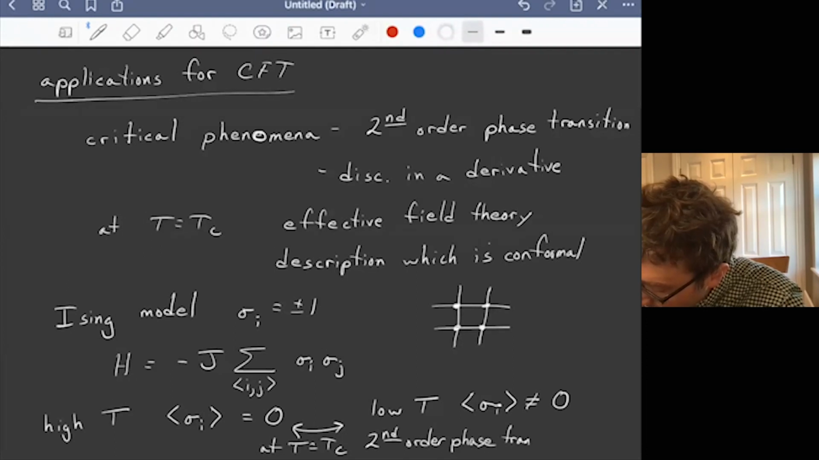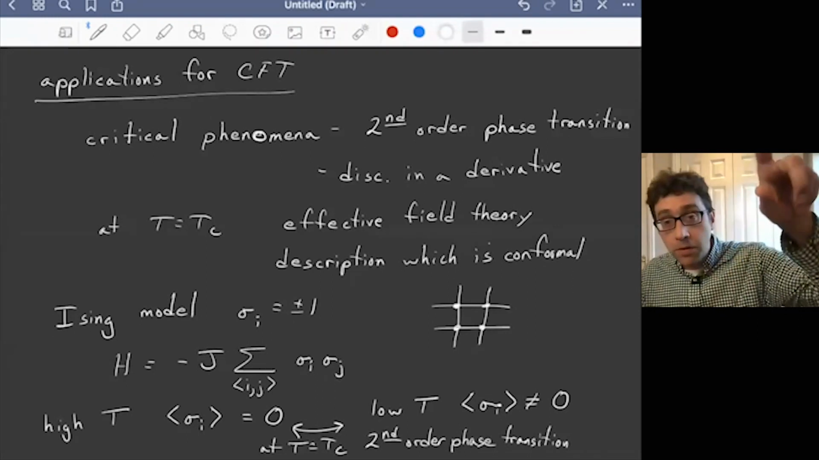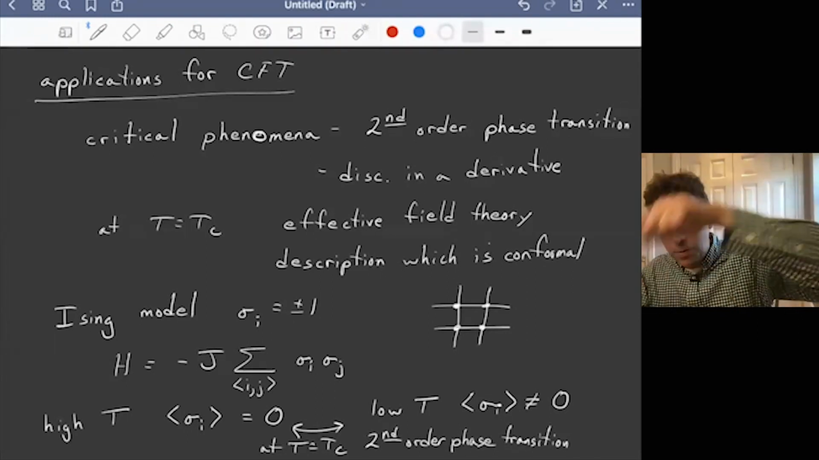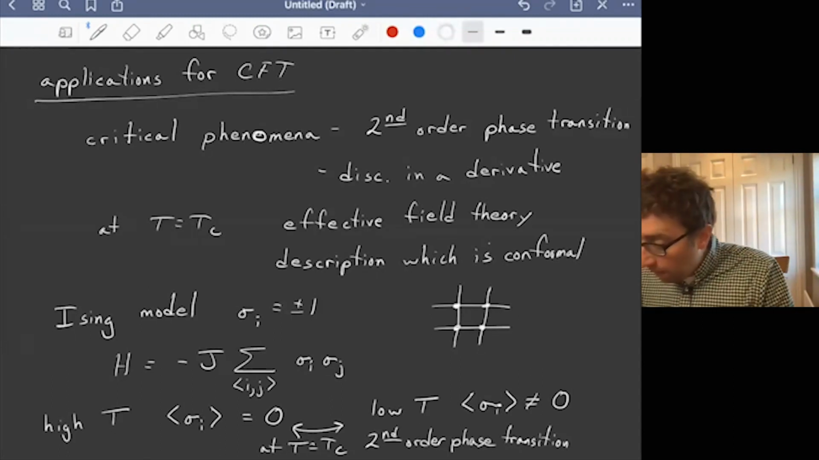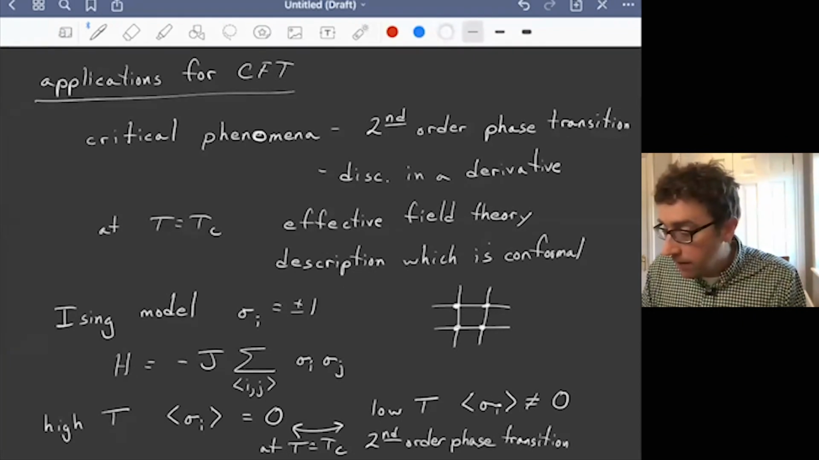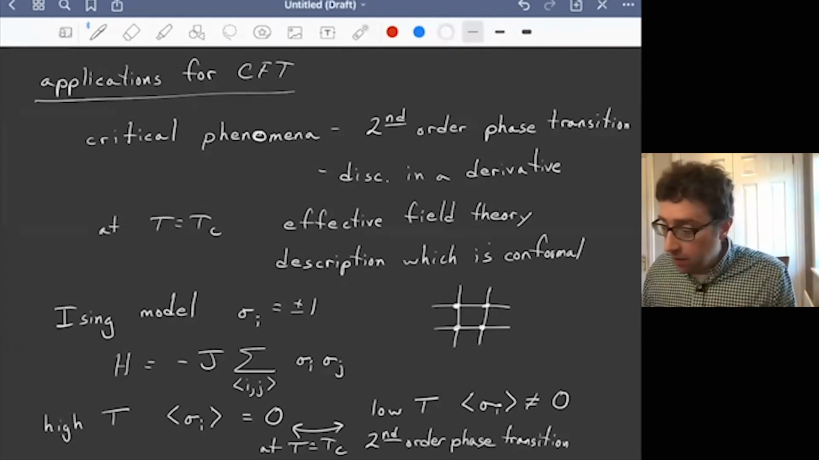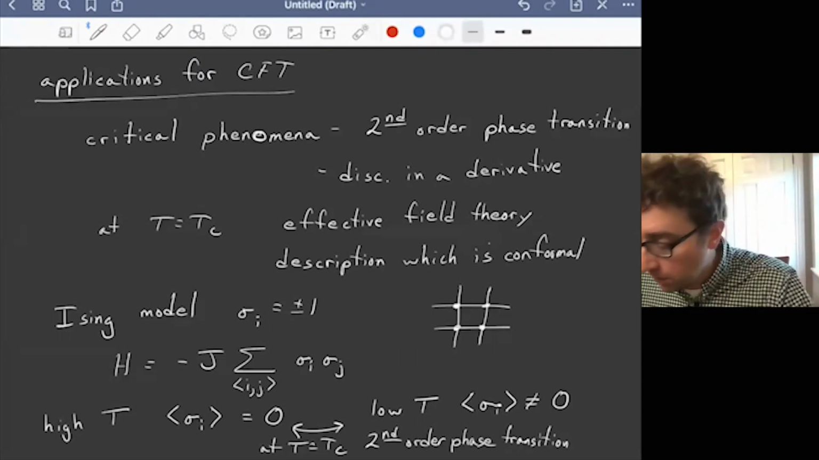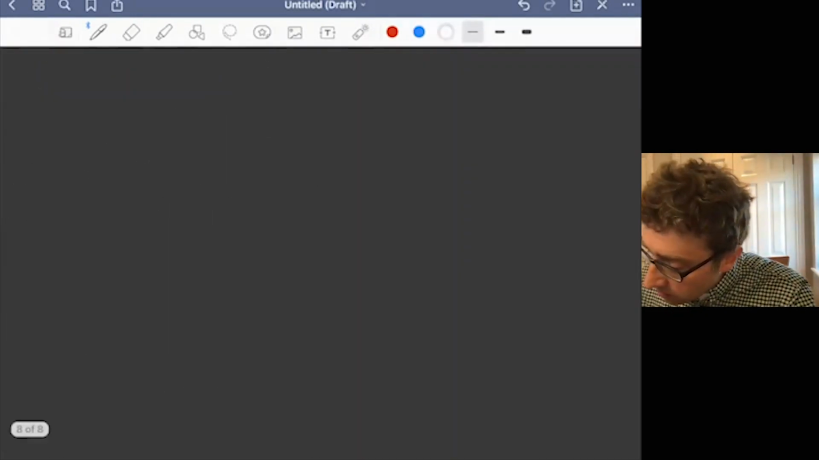It's believed to be in the same universality class as the critical point you find for water, between liquid and gas, where the liquid-gas phase transition ends, where you have scale invariance and an effective conformal field theory description at the critical point. So that's a very useful experimental reason to care about conformal field theories.